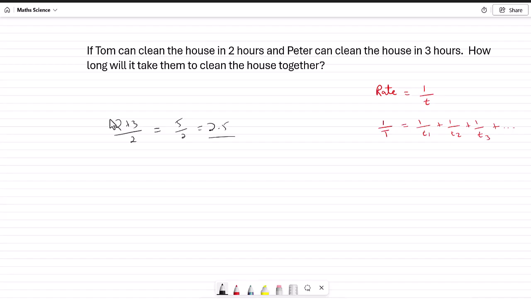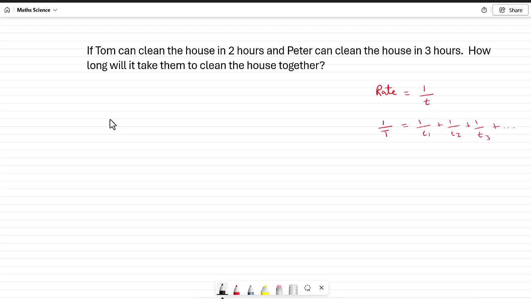So if Tom can clean the house in 2 hours, and he's getting some help, it should take them less than the time he takes alone, because he has some help here. So it should be less than 2 hours, not 2.5. So we know it's not the average of these two.